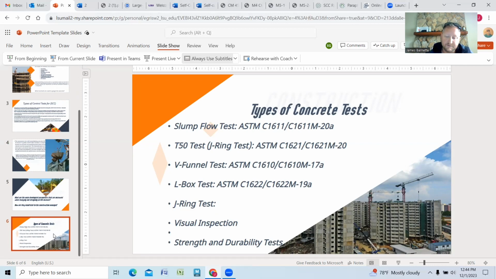It involves visual observation of the concrete during and after the pouring. Air content.